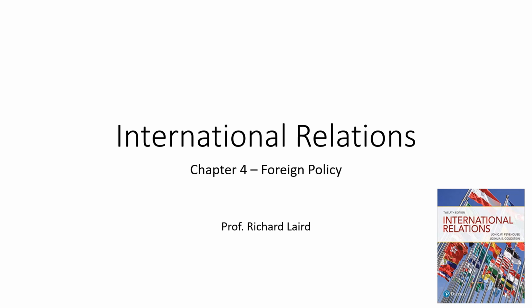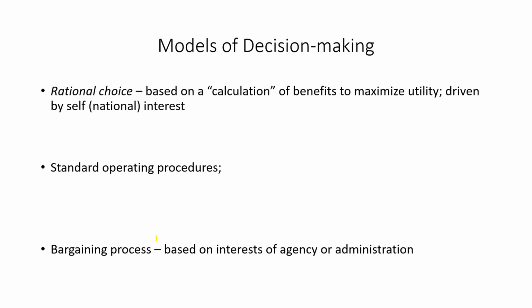This is Chapter 4 of the International Relations class, Foreign Policy. And what I want to do is break this one up into two parts. The first part, I will be talking about the basics of foreign policy. And then in the second part, I will talk about the primary influences on foreign policy. And we will look at this quite a bit from the perspective of democratic states such as the United States.